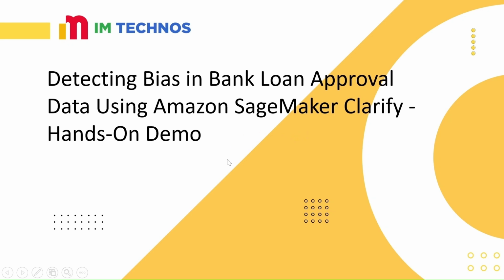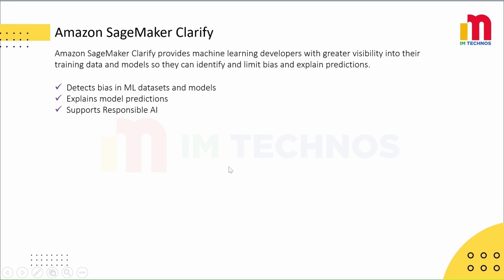In today's video, we are going to understand how Amazon SageMaker Clarify can be used to detect bias in a training dataset. Before we jump into the hands-on demo, let's first understand what SageMaker Clarify actually is. Amazon SageMaker Clarify helps you detect bias in your machine learning models and datasets. It also helps you explain how your models make predictions.